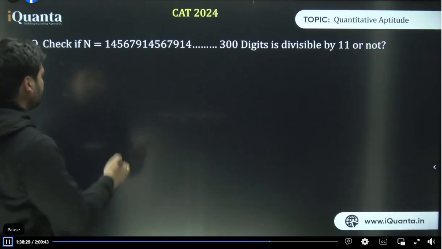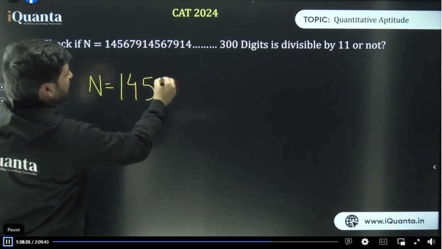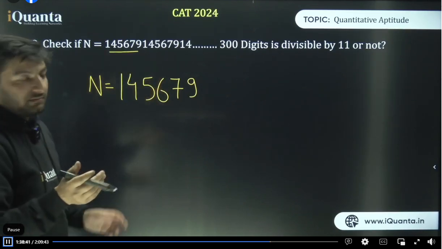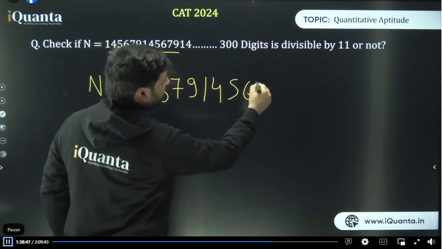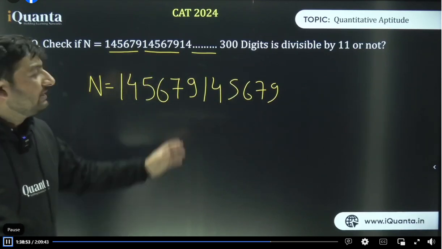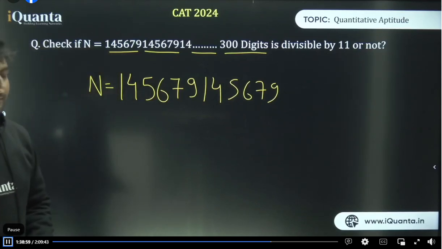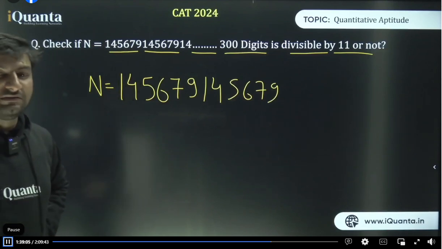145691456791. We have a question. My number is 145679. Then again, if I check the pattern, I again have 145679, and so on. I'll definitely have another 145679 till 300 digits. So I have to fill this number till 300 digits, right? And I'm checking its divisibility by 11. Is this number divisible by 11 or not?